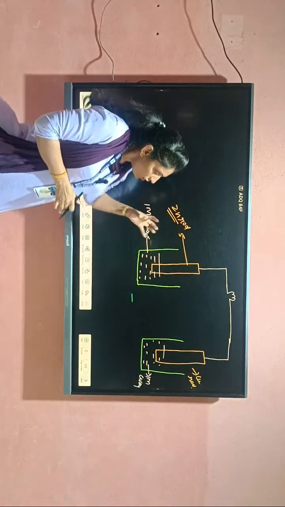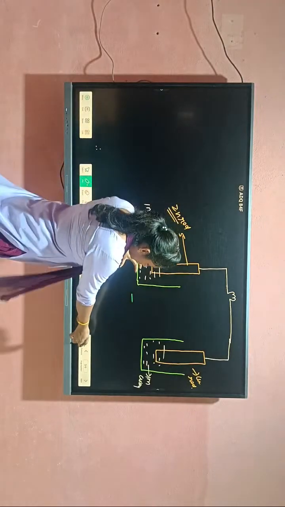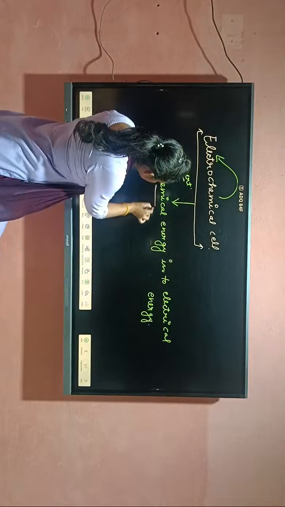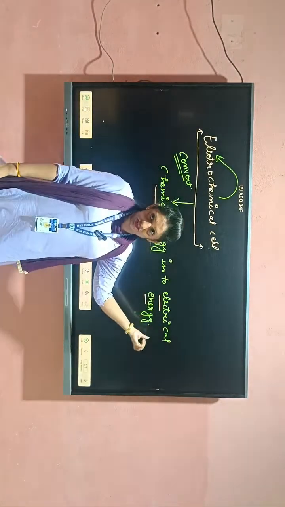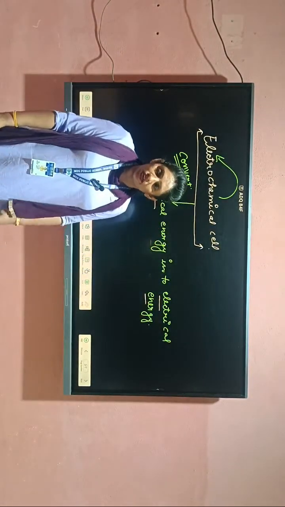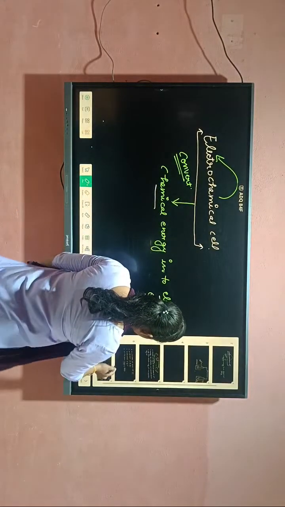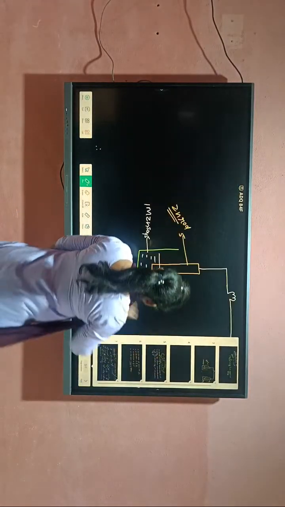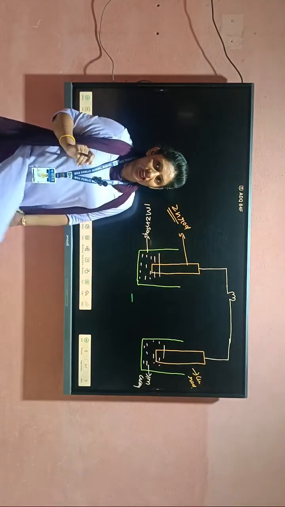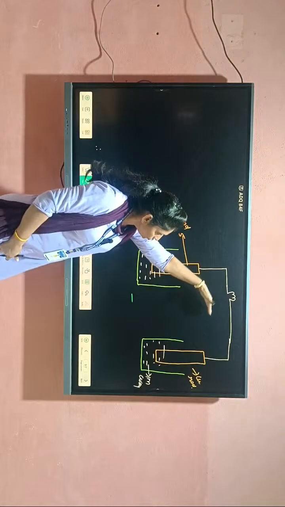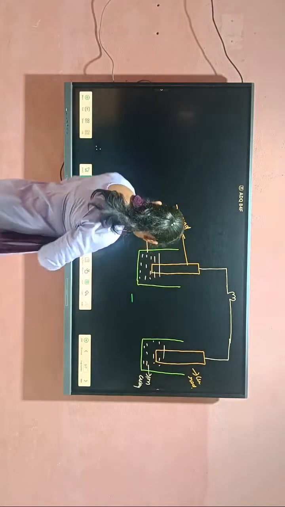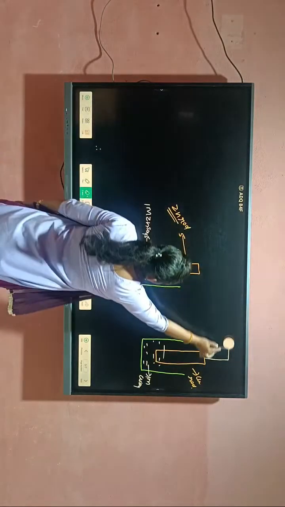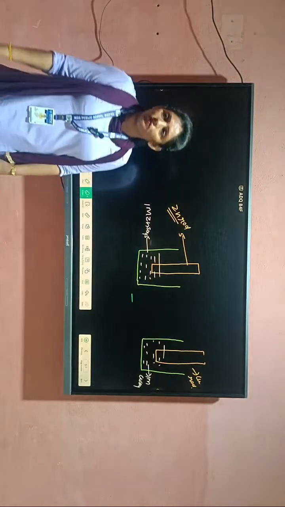Now you will see how here we will convert the chemical energy into electrical energy, means we will produce electricity. So how can we produce? You will see that. Students, what will happen if these two containers are not connected with one another? Then no reaction will be there.